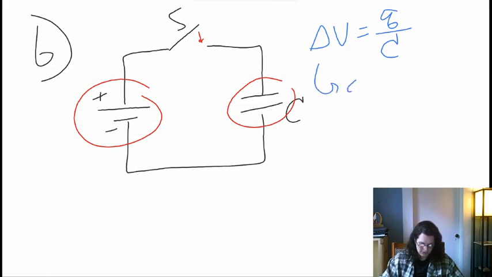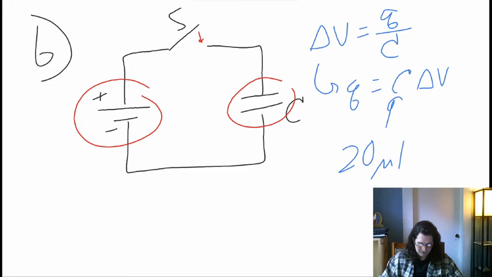So I just solve for my charge. It's just equal to C times delta V. What is my capacitance? Mine happens to be in microfarads. Mine is 20 microfarads, and my voltage is 160 volts. So I just plug those in.